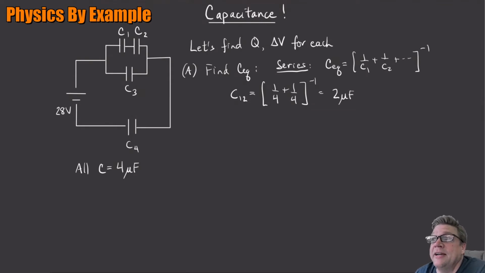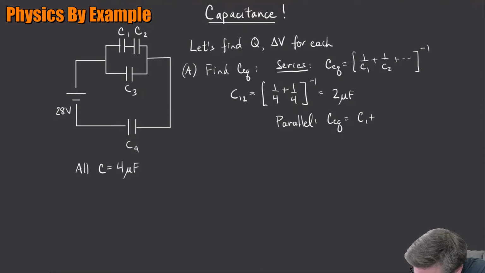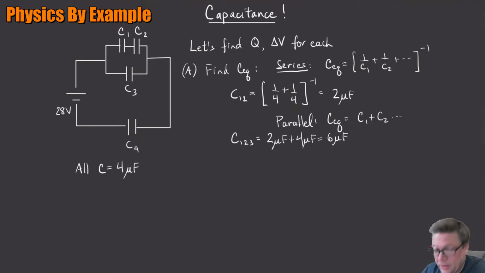Okay, and then I've got C1, C2 in parallel with C3. And the other rule is, in parallel, the equivalent capacitance is just, you just add them together. So C1 and C2 together make up a 2 microfarad. C3 is a 4. So the equivalent C123 is just 2 plus 4, or 6. Okay, so now we've boiled that upper network down to one equivalent capacitor that's 6 microfarads.